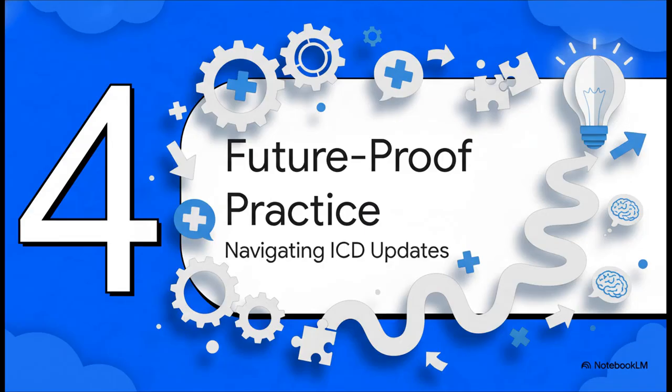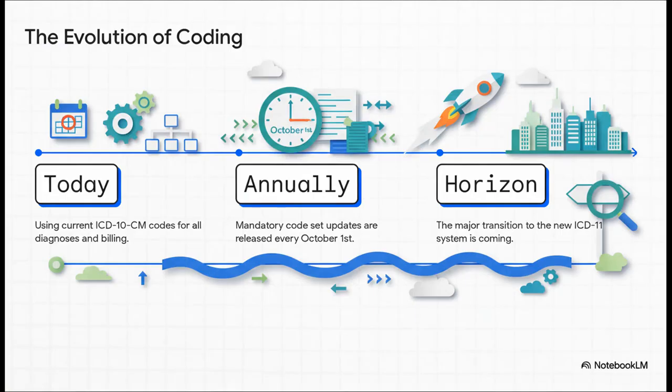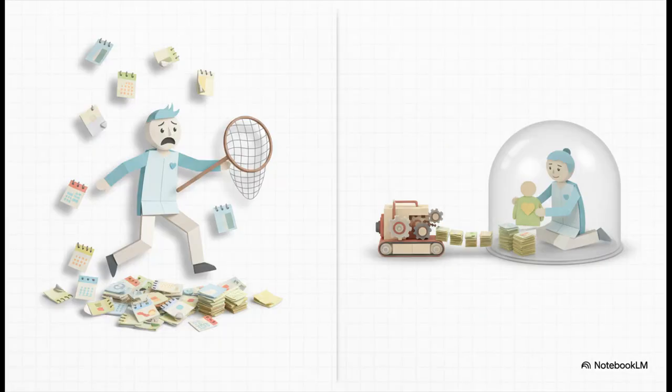Okay, one last crucial thing. How do we make sure our practice is ready for the changes that, let's face it, are always just around the corner? Because coding is never a set-it-and-forget-it kind of thing. Right now we're using ICD-10, but there are mandatory updates every single year. And if you look out to the horizon, the huge transition to ICD-11 is coming. Staying compliant simply means staying current. It's a continuous process.